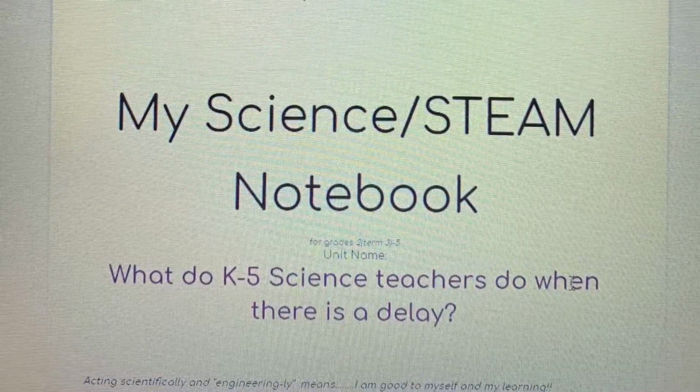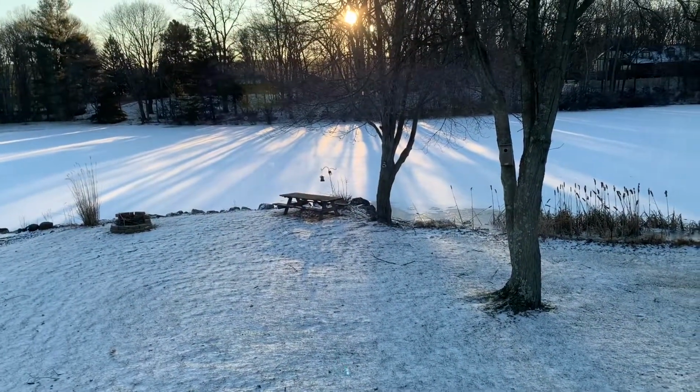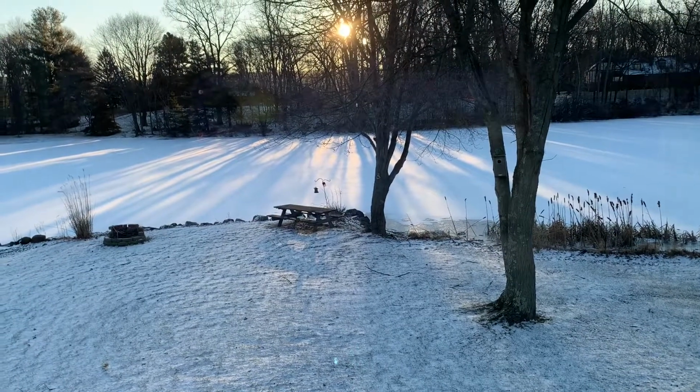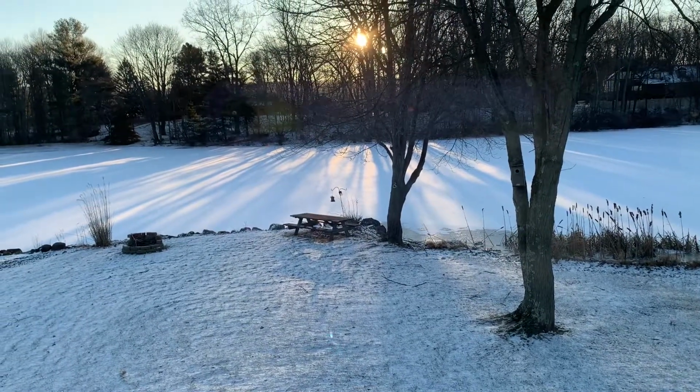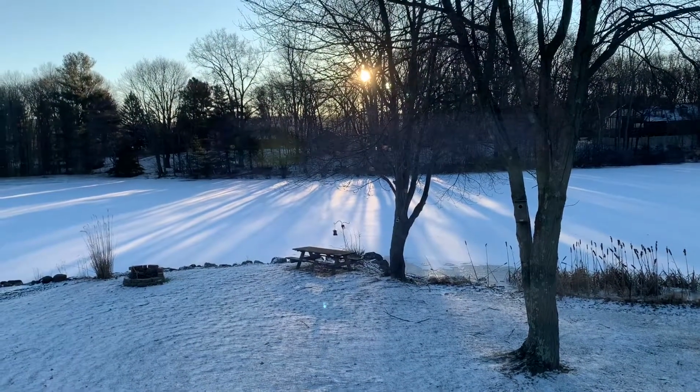What do teachers do when there is a delay? Oh, it's a super cold day and we have a delay. In grade 5, do you notice those long shadows from the trees? And where is the location of the sun?